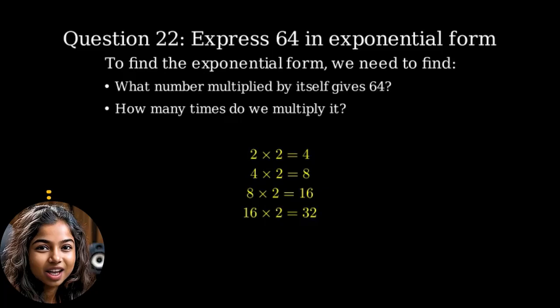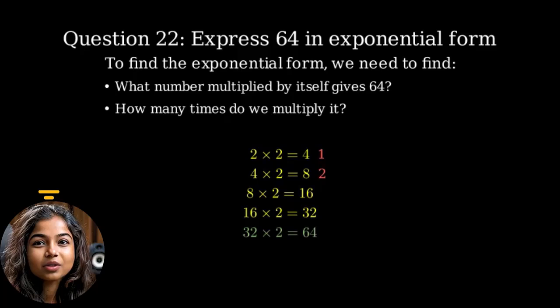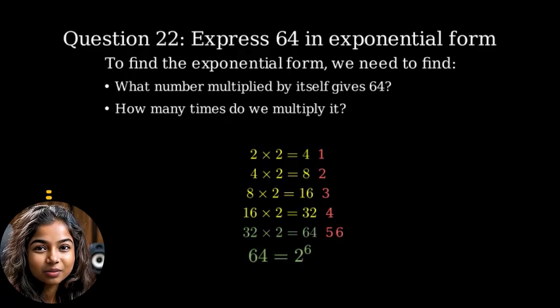16 times 2 equals 32. And finally, 32 times 2 equals 64. Now let's count how many times we multiplied by 2. 1, 2, 3, 4, 5, 6 times. Therefore, 64 can be written as 2 to the power of 6, because we multiplied 2 by itself 6 times to get 64.